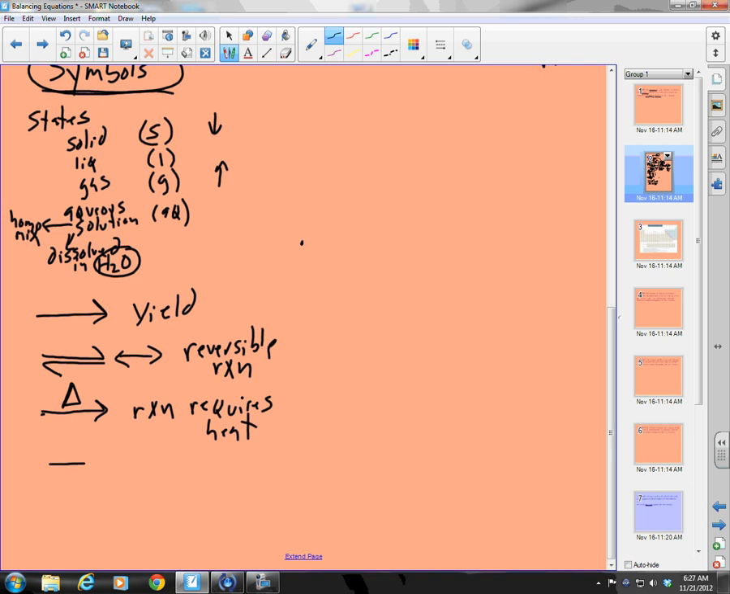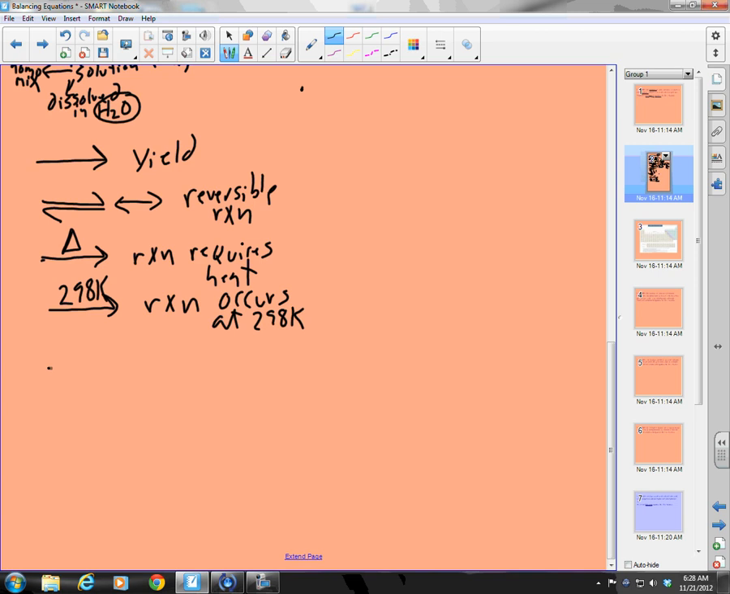I could have an arrow with a temperature, 298 K for instance, on top of it. That means the reaction occurs at 298 K. What about something like, hey, I can have a 1.5 ATM over my arrow. What does that mean? That means my reaction occurs at a pressure of 1.5 ATM. What is ATM? That's the pressure.